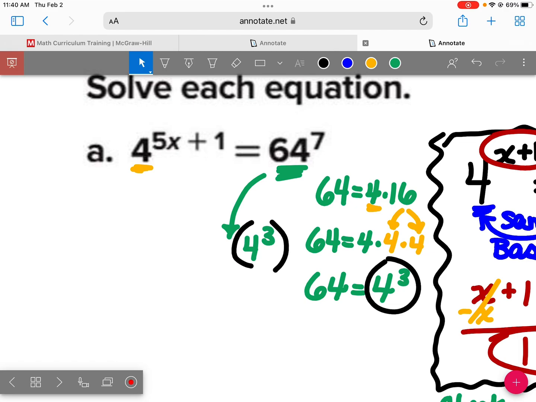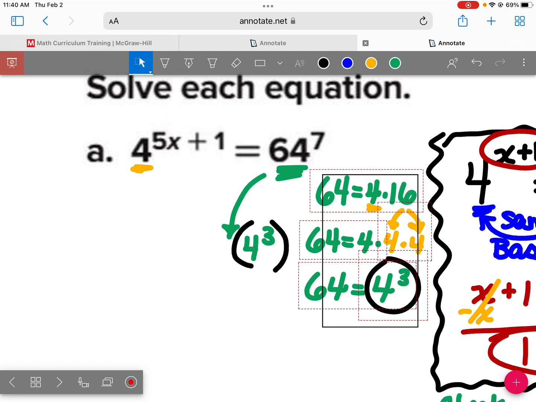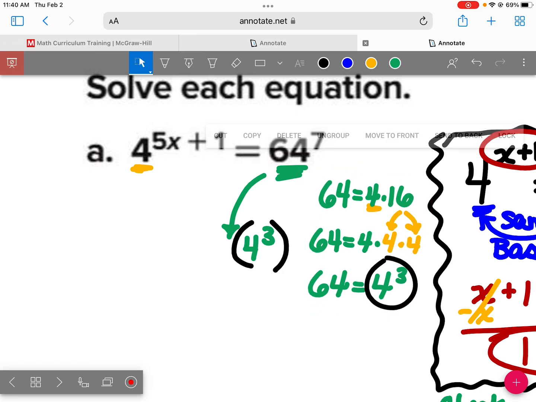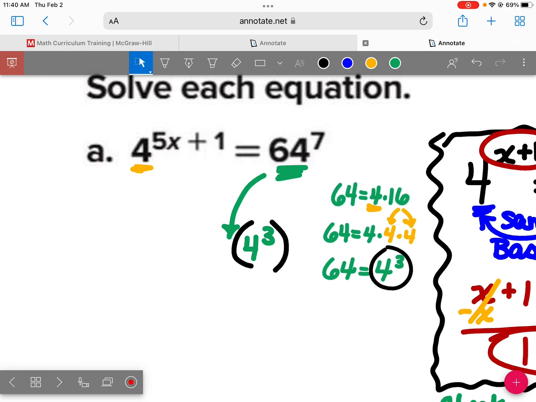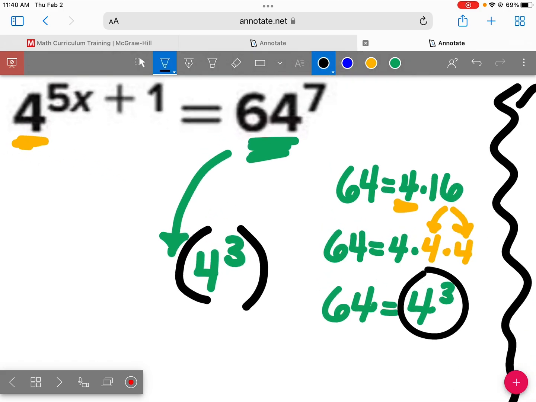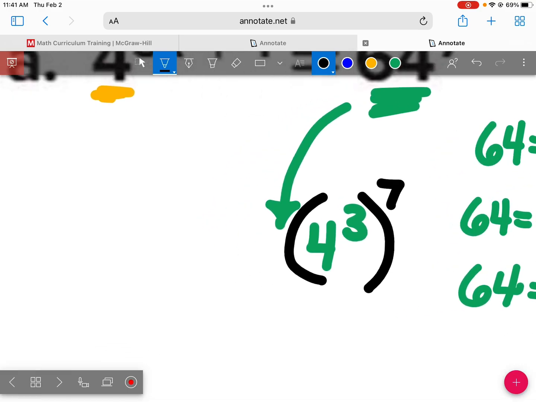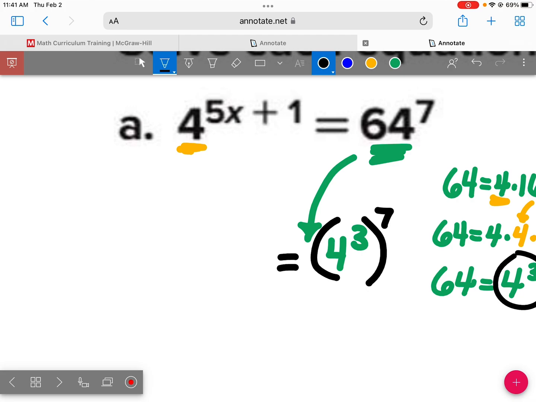Let me shrink down the rest of my writing over here. There we go. Get that out of the way. What about that 7? Well, that 7 was a power on the 64, right? It's going to go right here, because what's inside the parentheses is exactly the same as that 64, correct? It's just another way of writing that number. The other side of the equal sign I'm going to bring straight down. So we have 4 to the power of 5x plus 1.